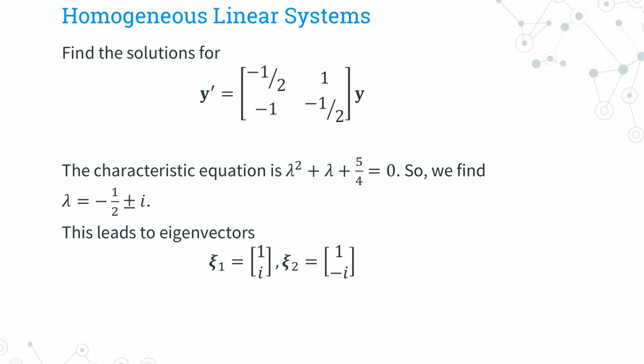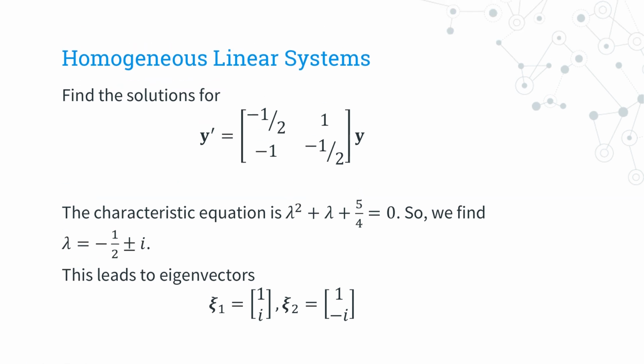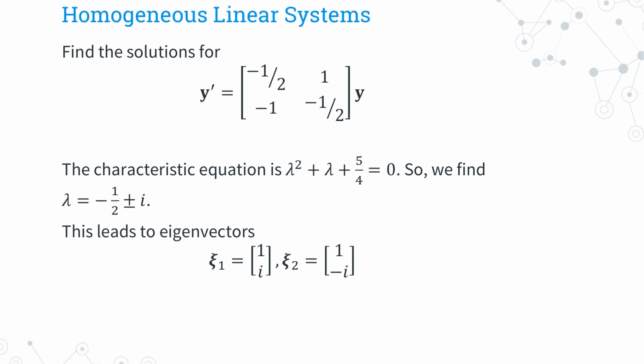So if we look at this particular homogeneous system, we have y prime is equal to the coefficient matrix [-1/2, 1; -1, -1/2] times y. Our characteristic equation, and again, remember that's A minus lambda I, so we're looking at negative 1/2 minus lambda and 1, and then negative 1 and negative 1/2 minus lambda. If we look at our characteristic equation that's related to the system, we end up with lambda squared plus lambda plus 5/4 equals 0. And when we use our quadratic formula, we find out that lambda is negative 1/2 plus or minus i.